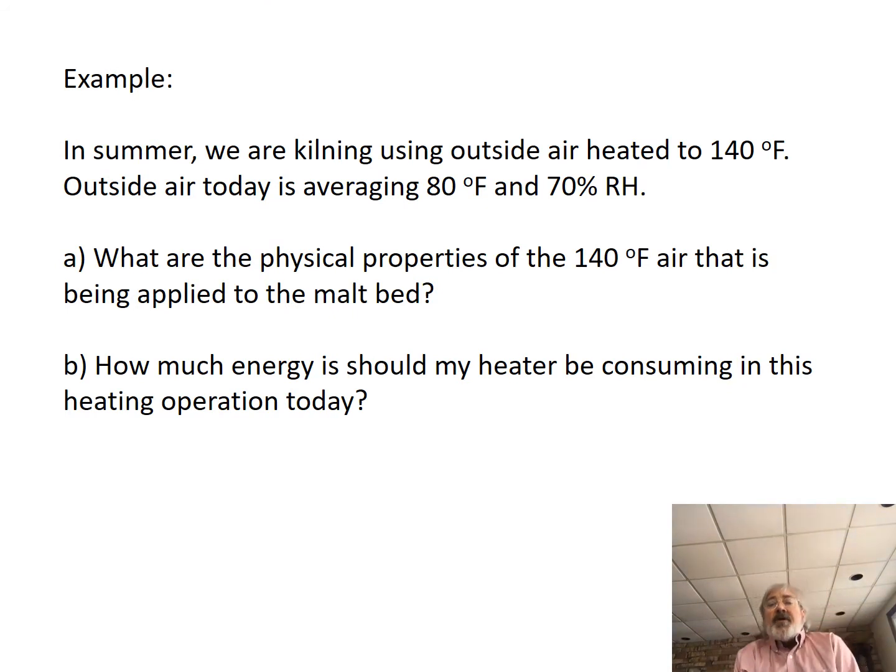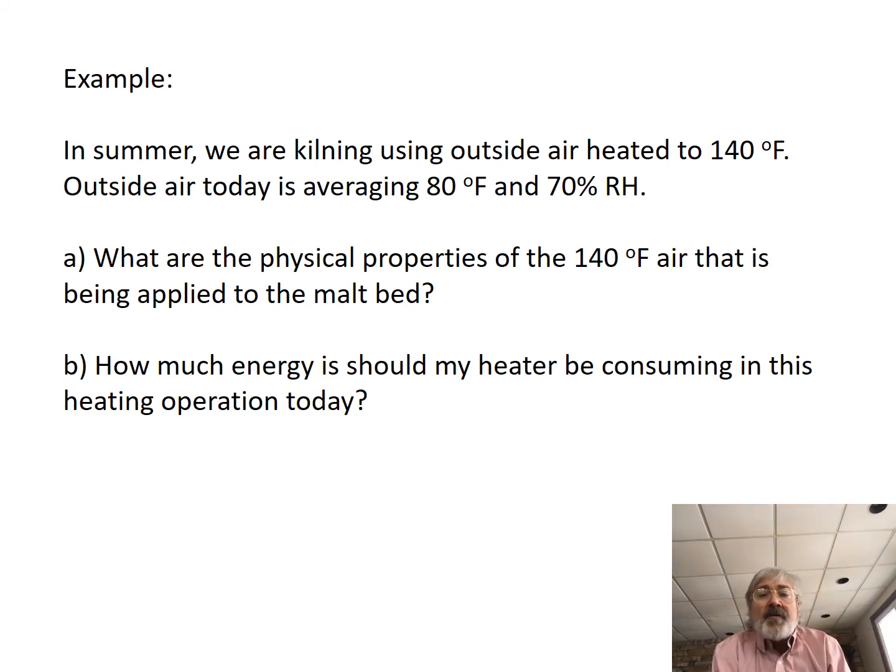I kind of wanted to show you an example of how you would see this on a psychrometric chart. All right, so I'm going to give us a very simple example. Outside air today is at 80 degrees Fahrenheit and 70% relative humidity. All right, I want to heat that to 140 degrees Fahrenheit and put that on my kiln. So first question would be, what are the physical properties of the 140 degree air that I'm applying to the malt bed? And how much energy should my heater be consuming in this heating operation at this point in time?